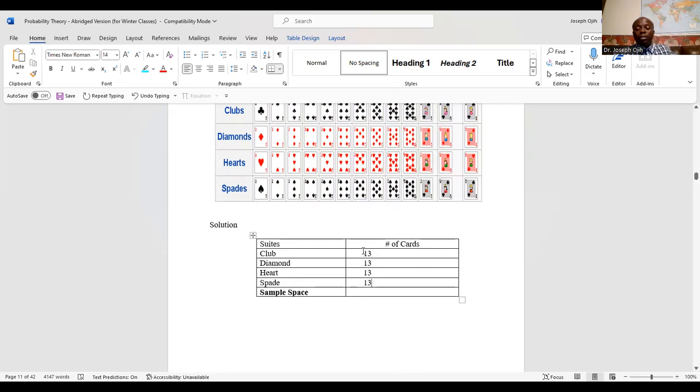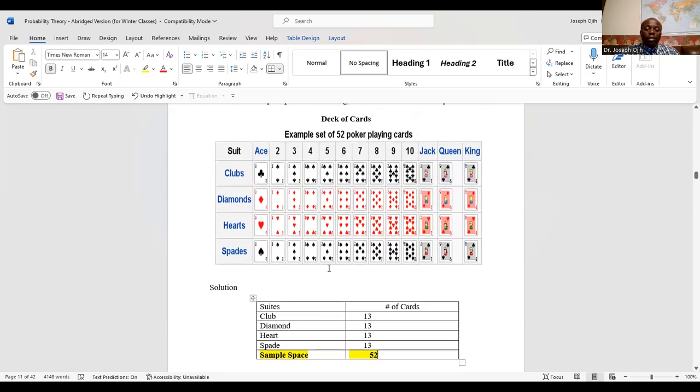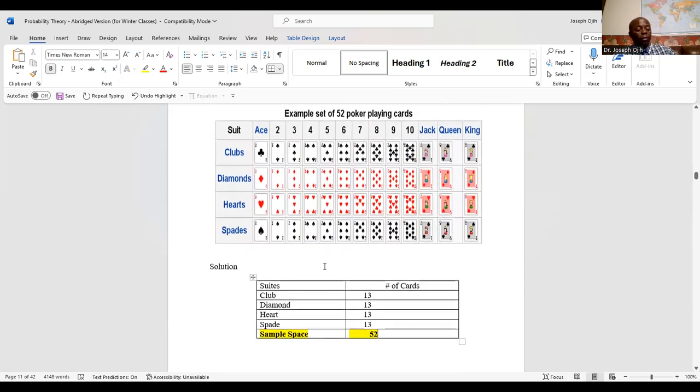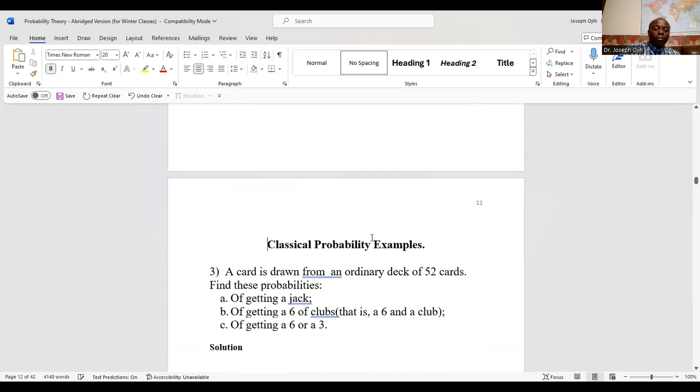We add all this. 3 plus 3 is 6, 9, 12. Right, 2 carry 1, then 2, 3, 5, 52 cards. So the sample space for this one becomes 52 cards. Any question on what I did so far? Any question, guys? No, sir. Okay, good. Now let's look at how we can use this to calculate probabilities.